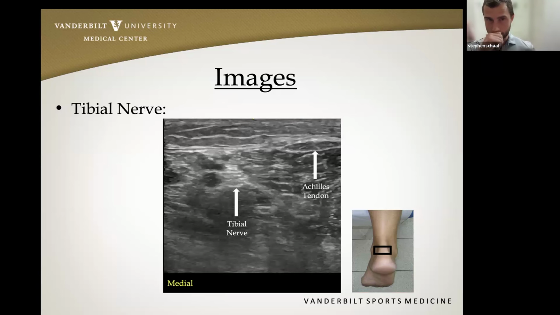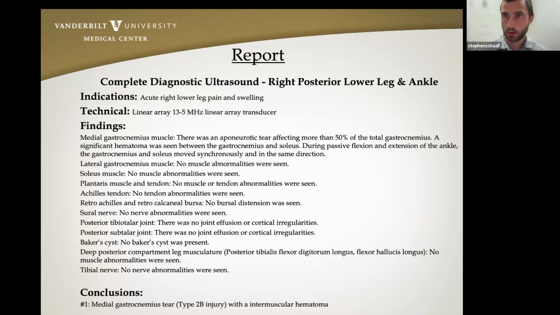And then lastly, you can evaluate the tibial nerve, which once again is just going to be medial to the Achilles tendon and the plantaris. We weren't seeing any abnormalities in this area, but of course you can continue to follow that all the way to the posterior knee, and then all the way down to the tarsal tunnel if you're concerned of any tibial nerve involvement. All right, so that concludes the images for this case. Now we'll go into the detailed report.